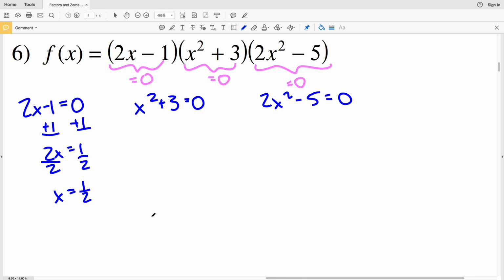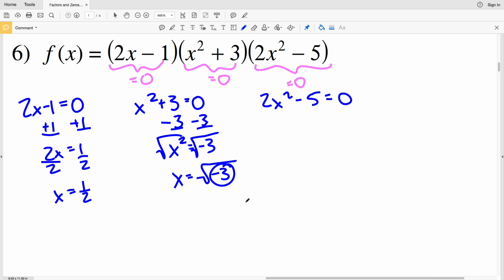So there's one solution. Now for my second solution, I'll subtract 3 from both sides to get that x squared is equal to a negative 3. Then I'll take the square root of both sides to get that x is equal to the square root of negative 3. So x is equal to the square root of a negative number, so I'm going to need to pull out i. So I'll have x equal to i times the square root of 3, but also negative i times the square root of 3, since squared equals a negative 3.